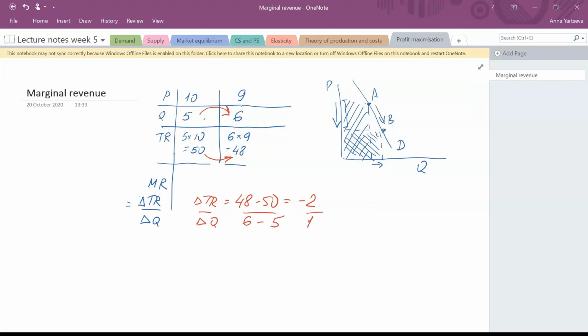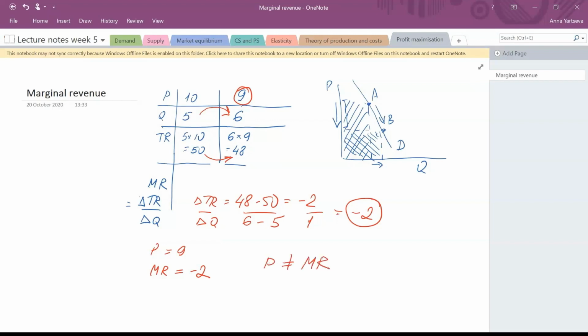In other words, when output increases by 1 unit, revenue drops by £2. So marginal revenue in this particular example is -2, while the price is actually positive. So price is equal to £9, while marginal revenue is equal to -2. They are not equal to each other.